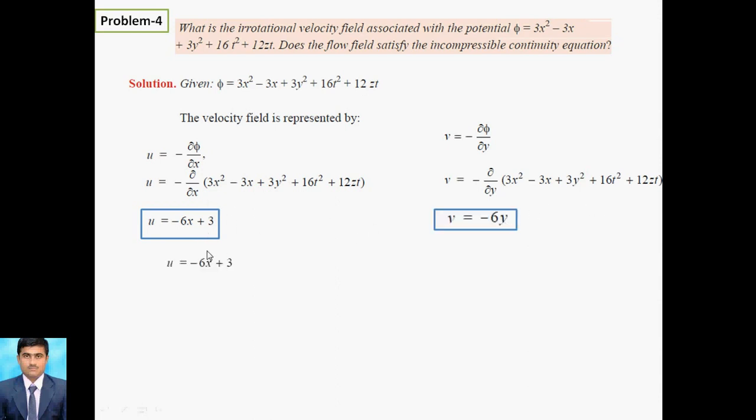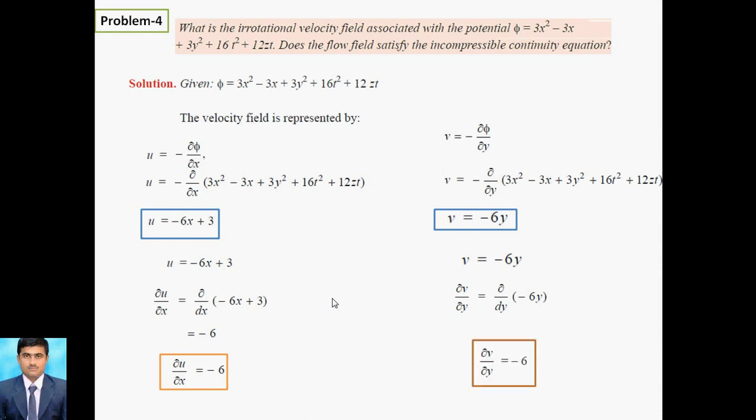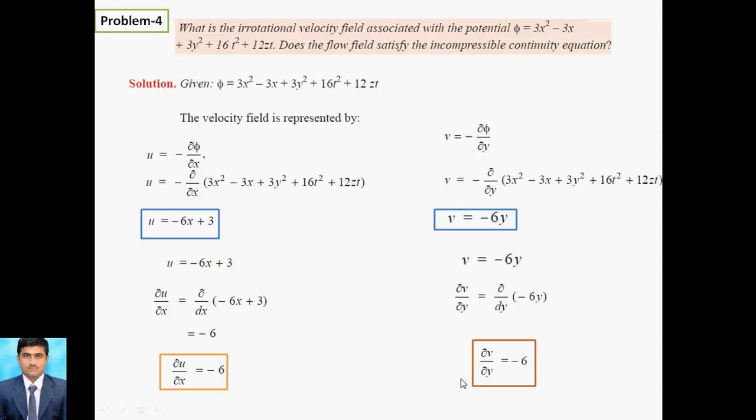And if you take u equal to minus 6x plus 3, we can take differentiation: ∂u/∂x is equal to minus 6 plus 3, that is equal to minus 6. And for v equal to minus 6y, we can take ∂v/∂y, that is the derivative of minus 6y with respect to y, and y gives 1, so the value is minus 6. Now we get the value of ∂u/∂x and ∂v/∂y, and the final answer will give the satisfaction result of the incompressible continuity equation.